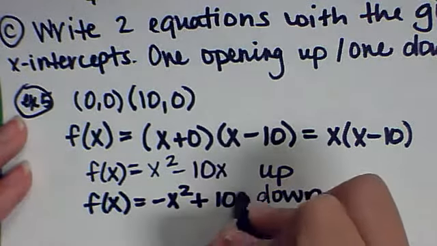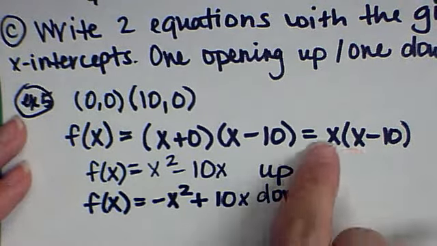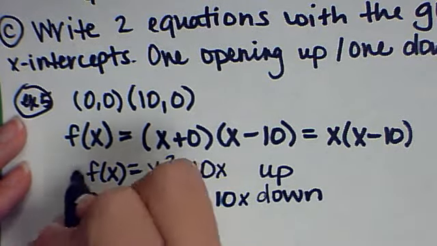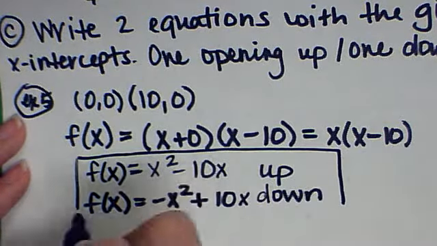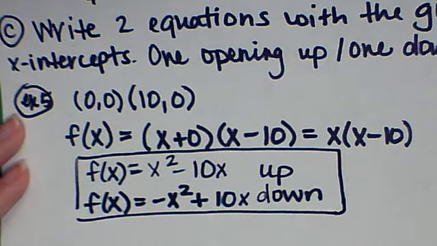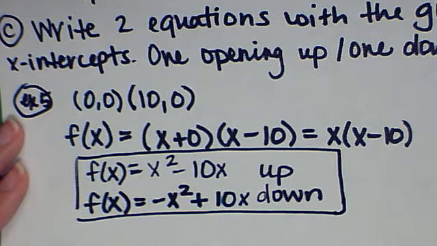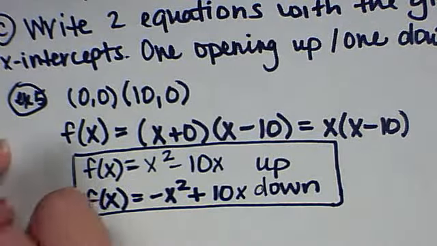It should be 10x, guys. Sorry about that. Okay, because we want to distribute that x to both. And so that would be my two solutions, my two equations. And that's it for that example. Okay, let's do one more and make sure that we've got this.